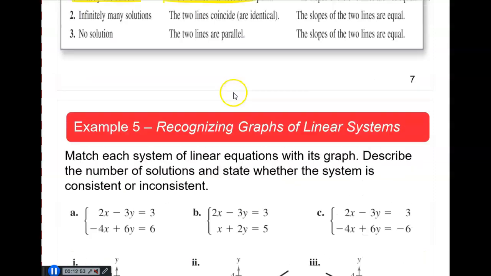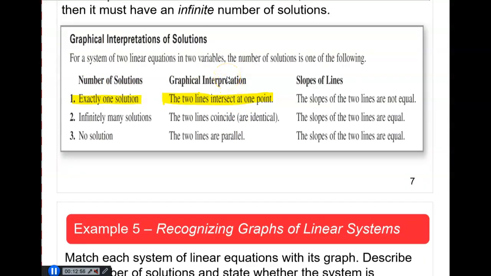Then we have systems that could have infinitely many solutions, and that is because the two lines coincide. They overlap, they are identical, they are the same line. They're just written in a different way, but they are the same. We'll talk about the slopes in a minute.